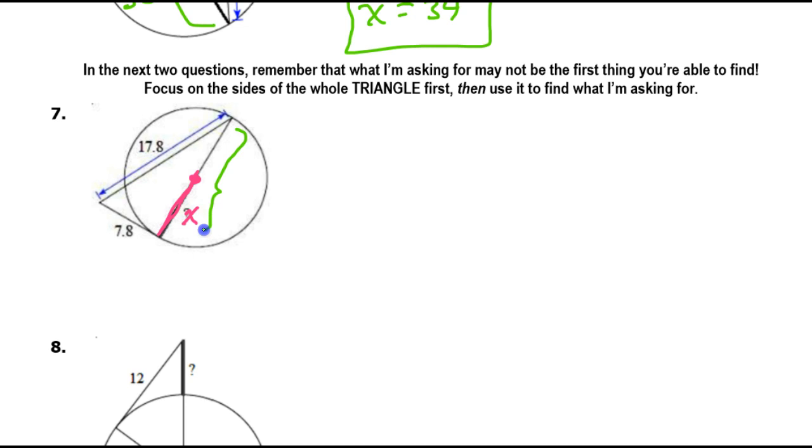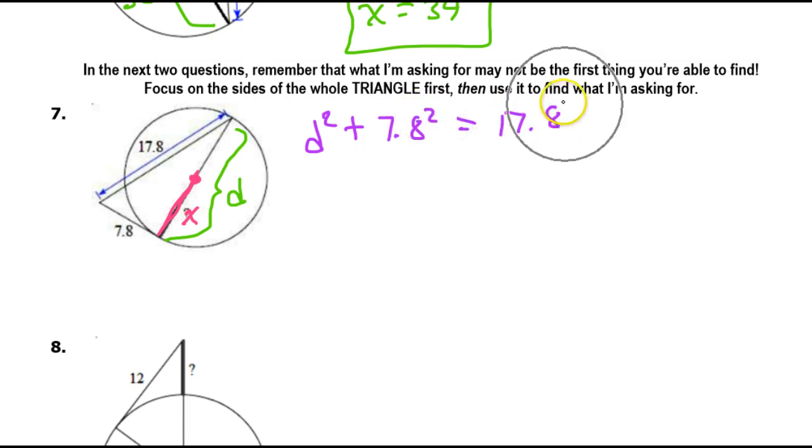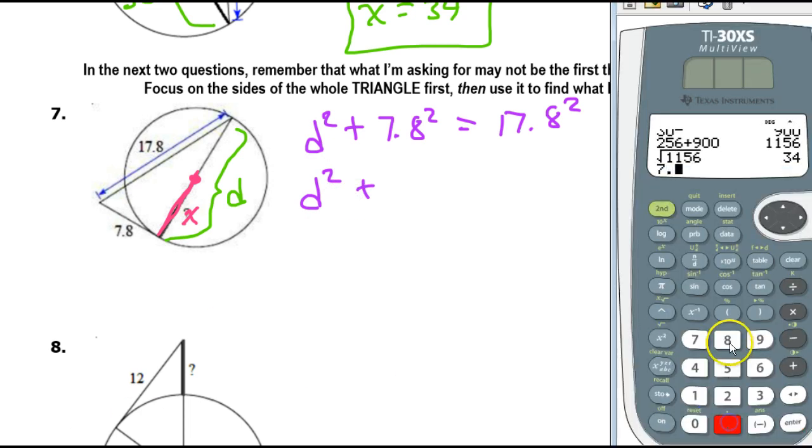Okay, so the entire side of this triangle, I'm going to call that d because this is the diameter. So now I'm going to set up my Pythagorean theorem by doing diameter squared plus 7.8 squared is equal to 17.8 squared. Okay, a squared plus b squared equals c squared. So d squared plus 60.84.